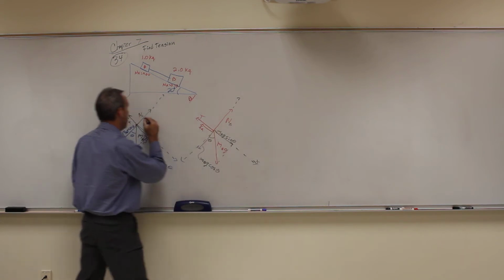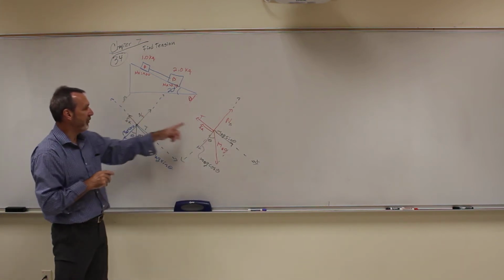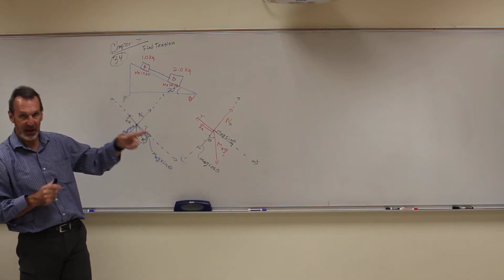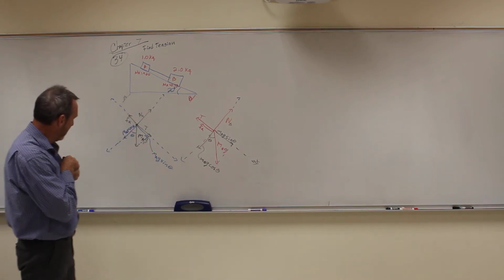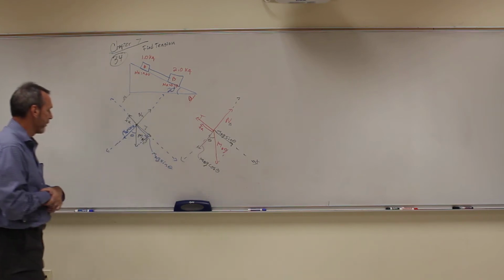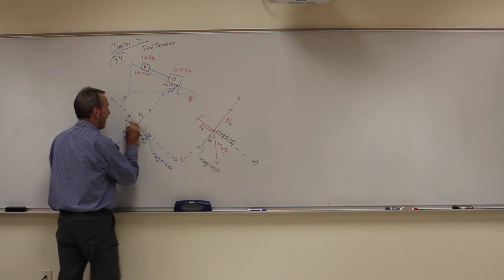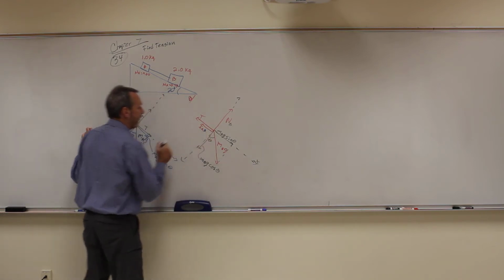Remember, they're not the same. If you have the same thing in two different places, you have to subscript them because they're not the same. The normal forces are not the same. Now tension I don't subscript, because the tension is the same in both of these. And the friction is different too. So this is friction FKA, this is FKB, so those should be different.